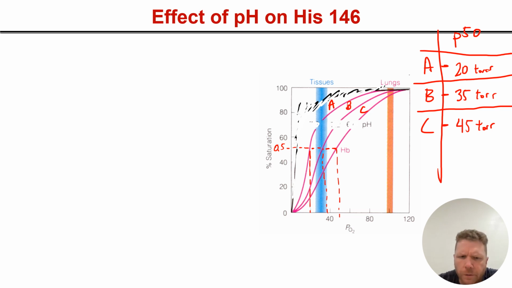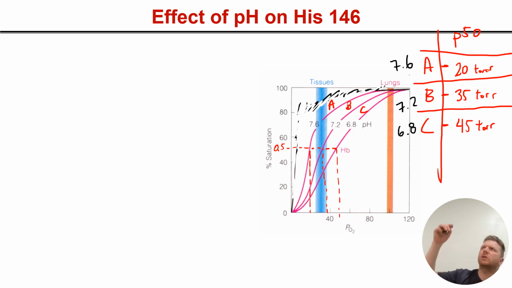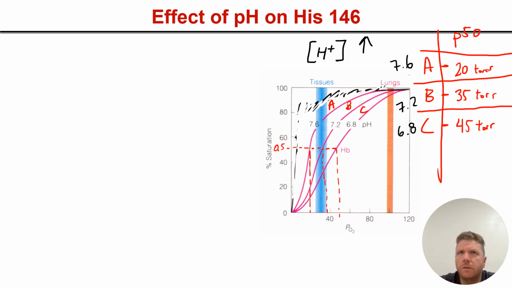Okay. Now what I want to do is reveal something you already probably saw, and that is the pHs. So this is actually one protein, or the exact same protein, but under different environmental conditions. Protein A is in an environment where the pH is 7.6, B is where it's 7.2, and C is where it's 6.8. So our pH is going down, so our hydrogen ion concentration is going up.